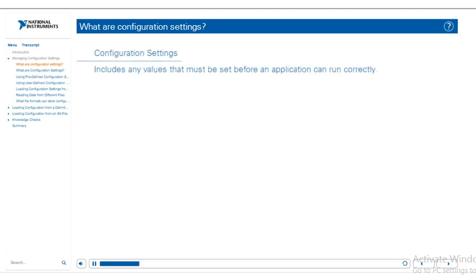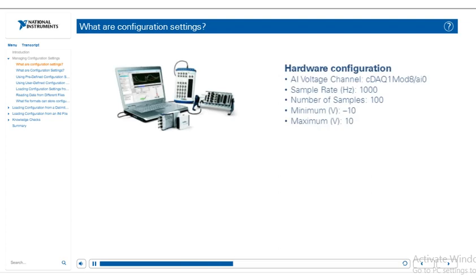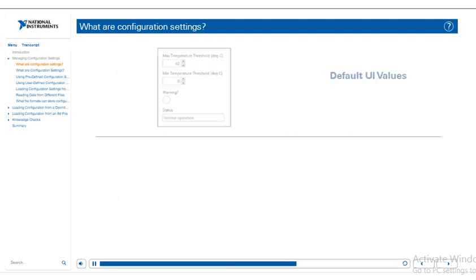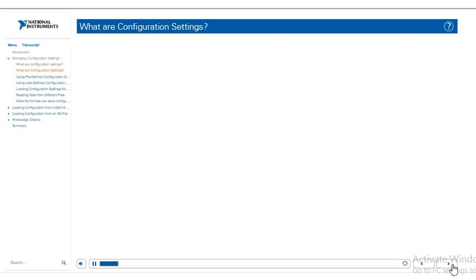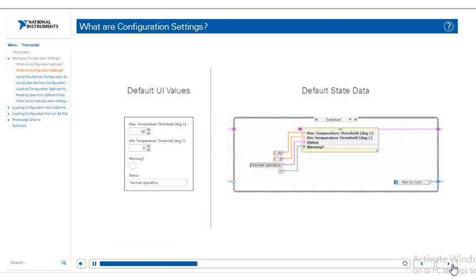Configuration settings include any values that must be set before an application can run correctly. These values can include hardware configuration, file paths, default UI values, default state data, and any other values that you might want to set in an initialization case. Depending on the value, you may only need to set the configuration once, or you might need to change the value based on a state change or user input.